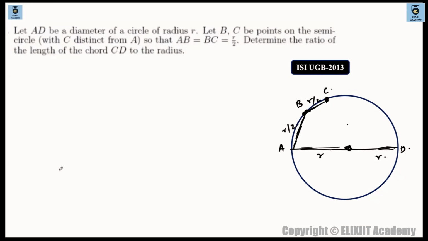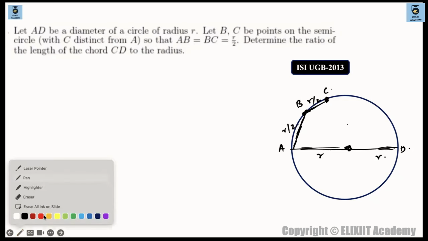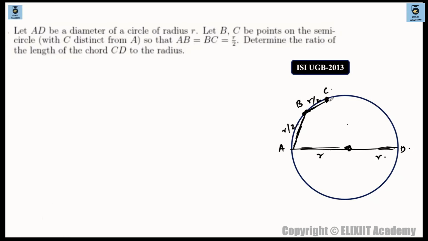Question is, determine the ratio of the length of the chord CD to the radius. Length of the chord CD, माने CD chord माने ये. I'm joining this CD. Length of the chord CD to the radius, माने CD divided by R चाहिए. This is the main question. What is CD divided by R? समझो? This is what we want. Let's see what we can do from here. So AB is known to us, BC is known to us, R by 2, R by 2.